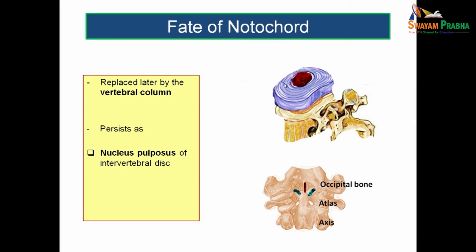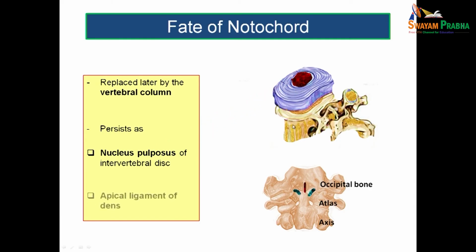One is known as the nucleus pulposus. This is actually the intervertebral disc, the disc which is seen between the vertebrae. The intervertebral disc is made up of two parts. The outer circular part is known as the annulus fibrosus, and the innermost part is known as the nucleus pulposus. This nucleus pulposus is said to be the remnant of the notochord.